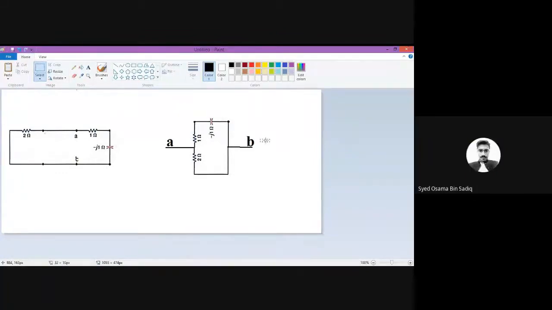So this is the importance of nodes. You have to consider the nodes, otherwise you will miscalculate the Thevenin equivalent impedance. You have to consider the nodes.